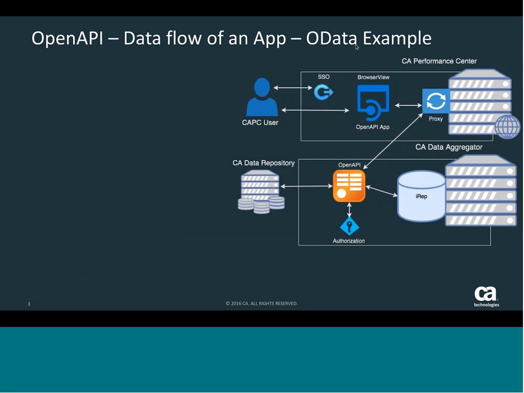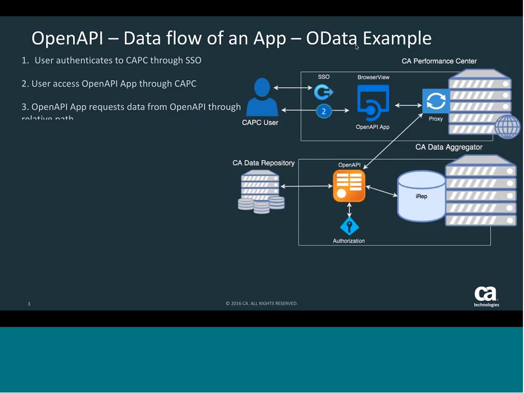So the OpenAPI, the data flow of an app. We're going to be focusing on that specific focus, right? So we're going to get data out of the system, and we're going to use it to render our custom geomap. So how does that work? What happens? When the data flow for an OpenAPI app occurs, the user's going to authenticate. They're going to log in through CAPC, through our SSO mechanism. They're going to then open a dashboard or a context page, and in there's going to be an OpenAPI app, right? So they're going to access that app, which is going to call our OpenAPI.